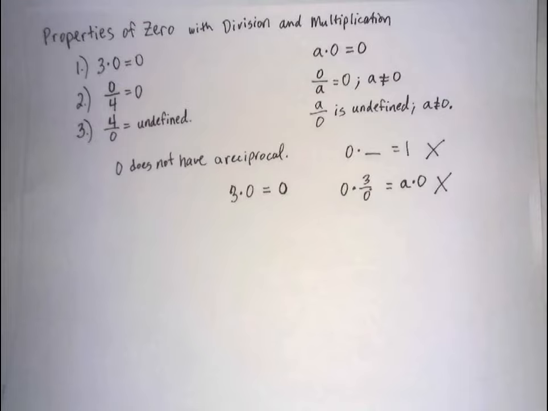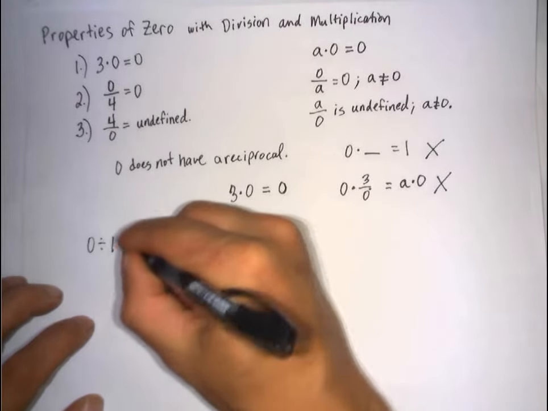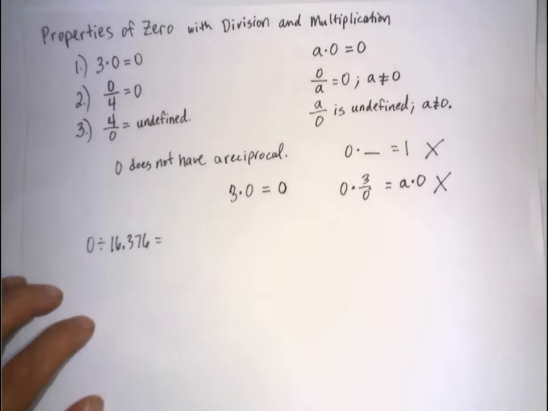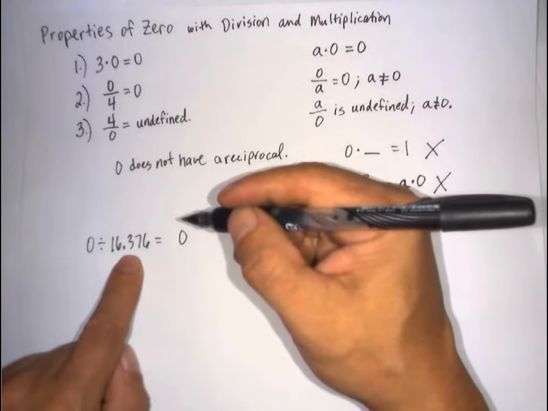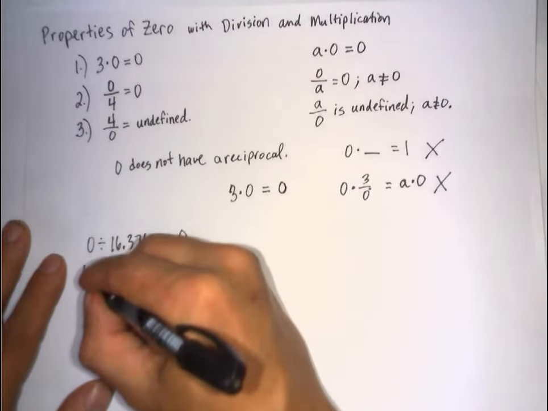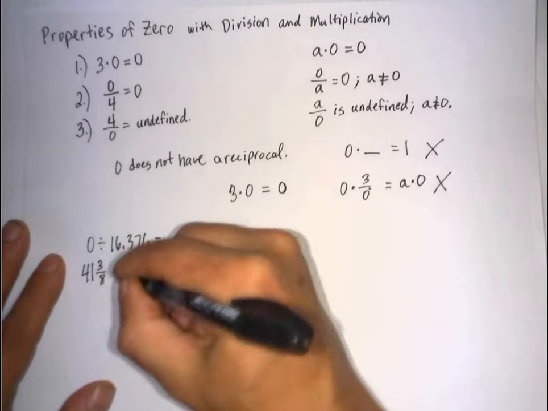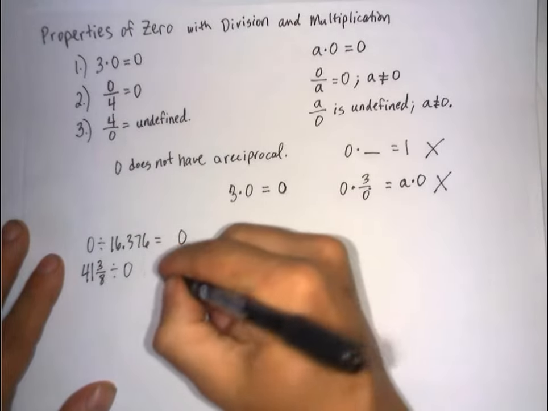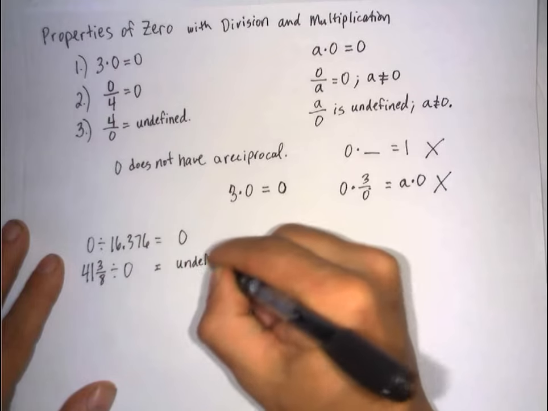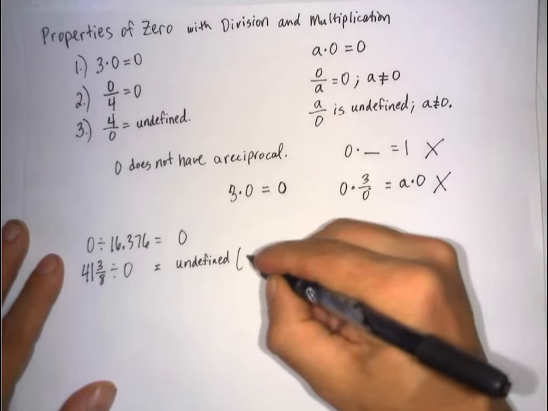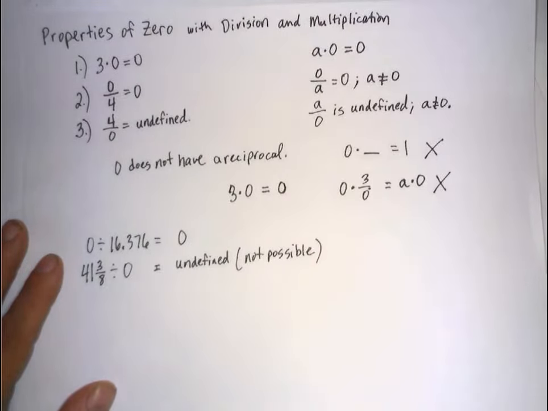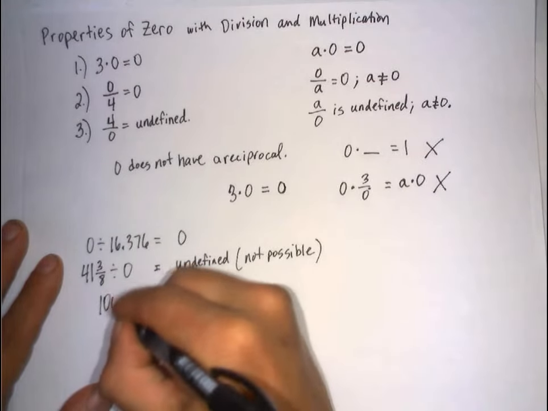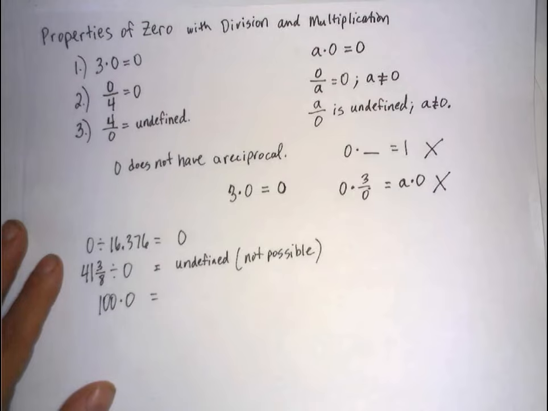We can't do it. So what if I have 0 divided by 16.376? What is that? It is 0. You can split 0 into as many ways as you want, and you'll still get 0. What if I have 41 3/8, and I'm going to divide that by 0? What is that? We call that undefined. You could also say not possible. That's fine with me too. What is 100 times 0? That is 0.